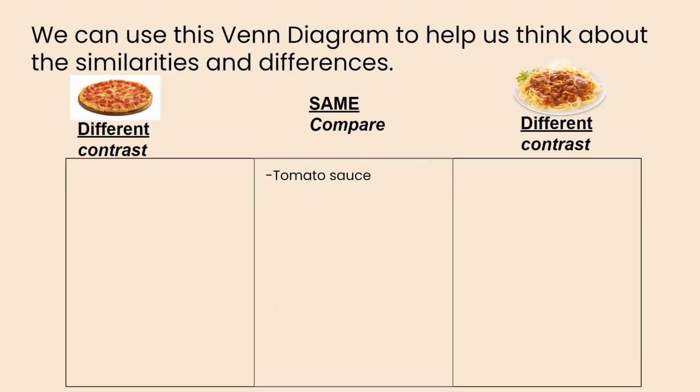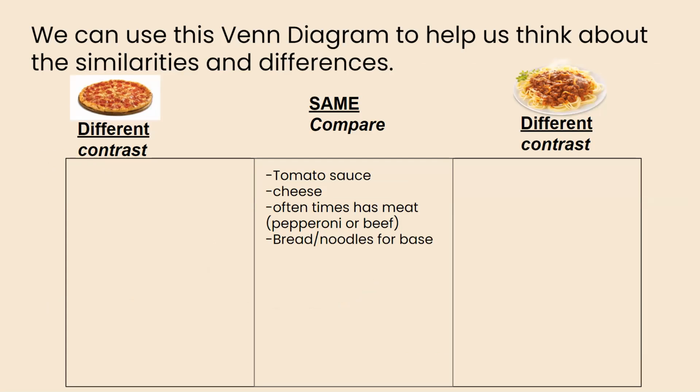They both have tomato sauce. They both have cheese. They often have meat on top, like a pepperoni or beef or maybe some sausage. They both have a carb on the bottom, so like the bread and the noodles for the base, that's the same. Now let's talk about what's different.